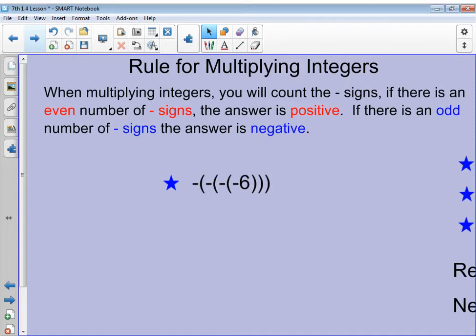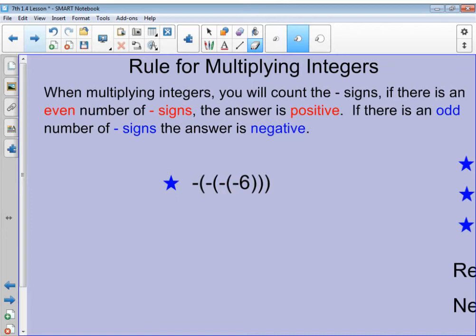Okay, so we're going to start out really basic, where we're just going to count our negative signs. So if we go through and we count our negative signs, 1, 2, 3, 4, there's 4 negative signs. So 4 is an even number. These 2 would make a plus sign. These 2 would make a plus sign. We end up with a positive 6. Okay, so the answer would be positive 6 there, simplified.